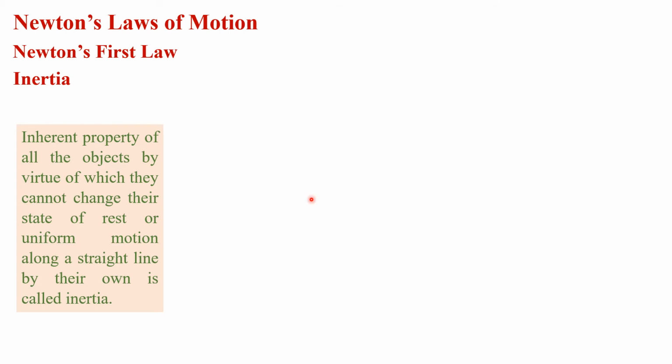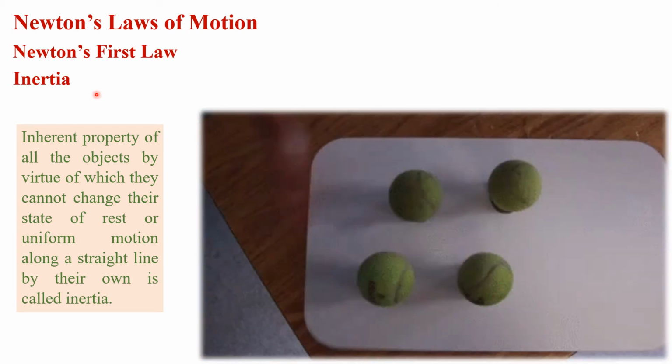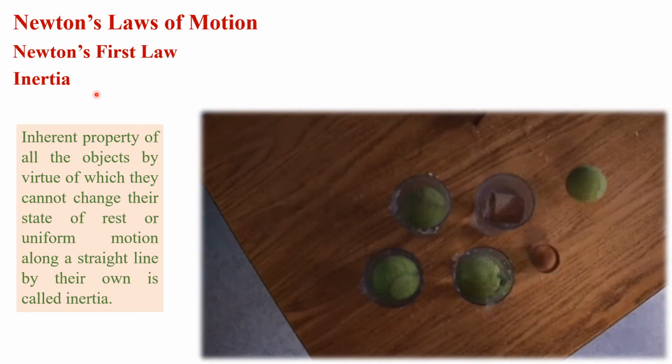Inertia of an object is measured by its mass. The greater the mass, the greater is the inertia, as greater net force is required to change the velocity of objects with greater mass. Here is an example of inertia to clear your concept.